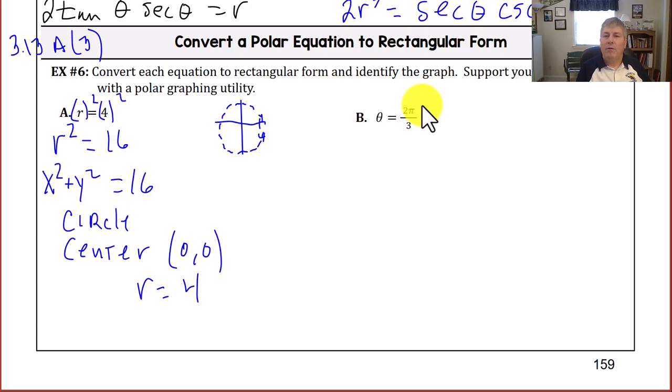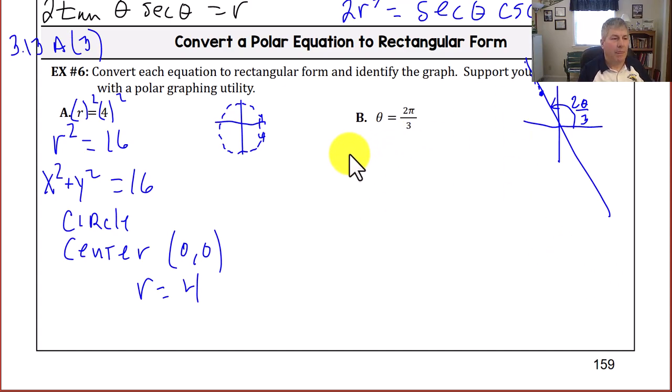In example B, we have theta equals 2 pi over 3. So in our polar plane, the angle is 2 pi over 3, which lands us over here somewhere. But now we're going to cover every single radius that has a theta of 2 pi over 3. So it looks like it's going to be a line with a negative slope. So let's go ahead and see what that is.